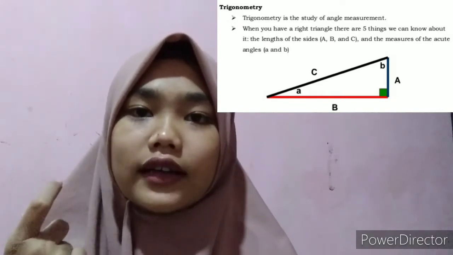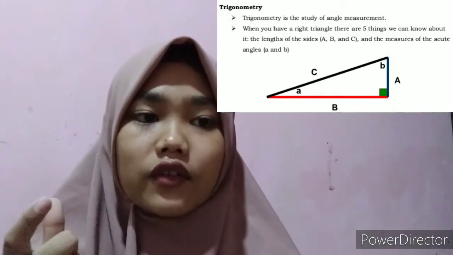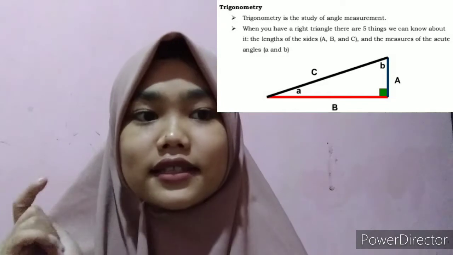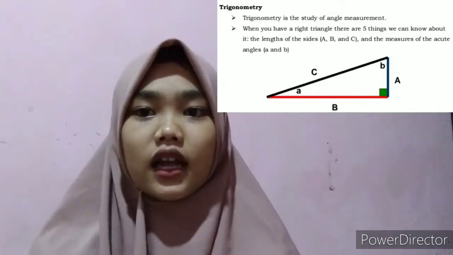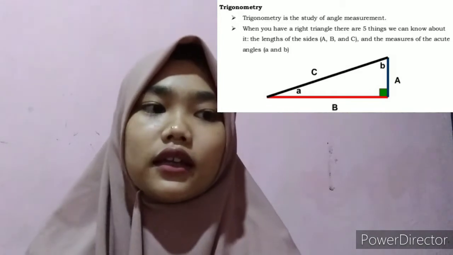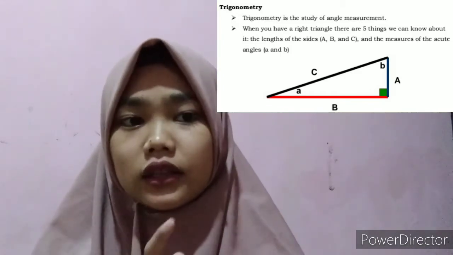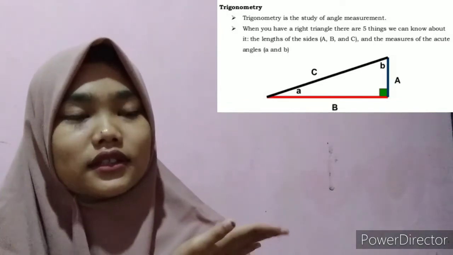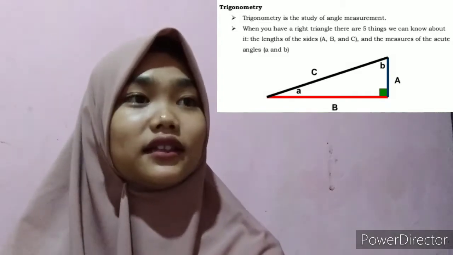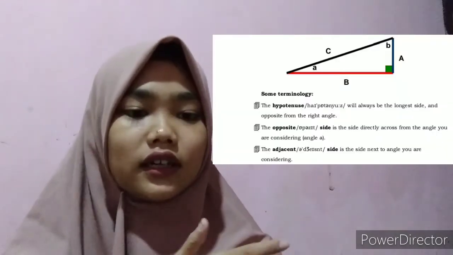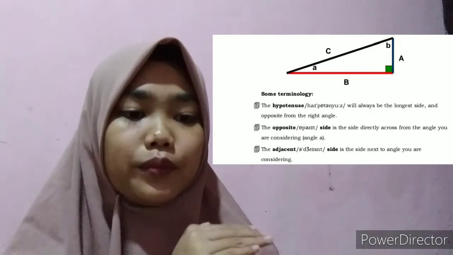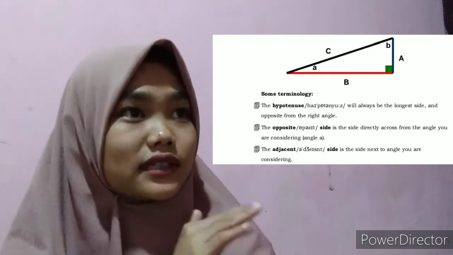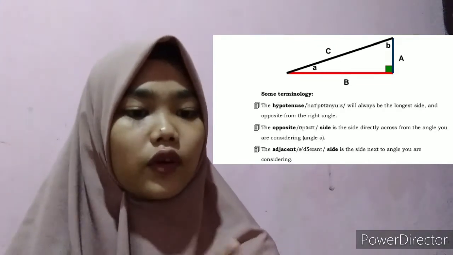When you have a right triangle, there are 5 things we can know: the lengths of the sides a, b, and c, and the measures of the acute angles A and B. Like this, the picture of the triangle. Some terminology: the hypotenuse will always be the longest side and opposite from the right angle.